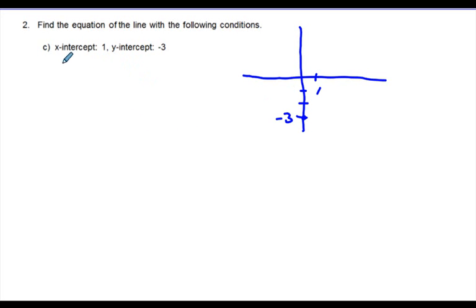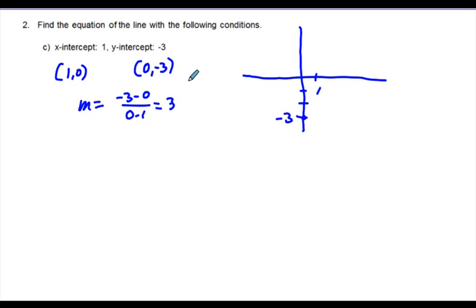But one way to do this is you can use these as coordinate pairs. The x-intercept is going to be the coordinate pair (1, 0), and the y-intercept is the coordinate pair (0, -3). And so you can just say that m is going to be equal to y2, which I'm going to let be -3, minus y1 over x2, which is 0, minus 1, which also comes to -3 divided by -1, or 3, the same way.